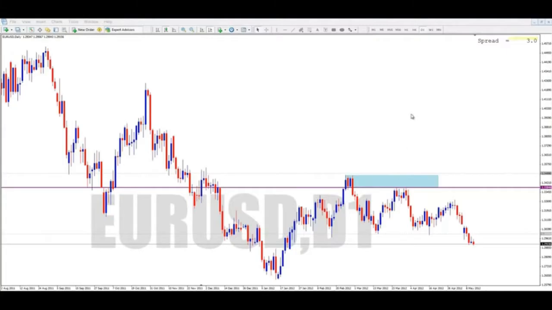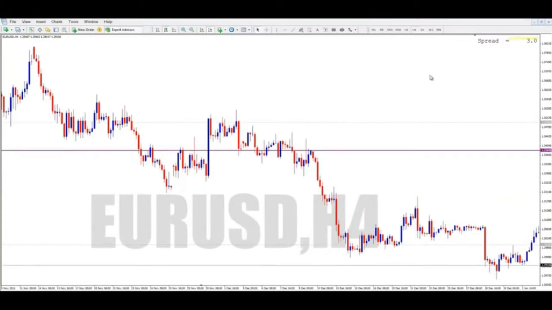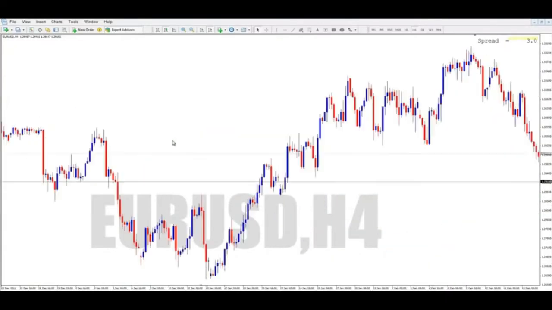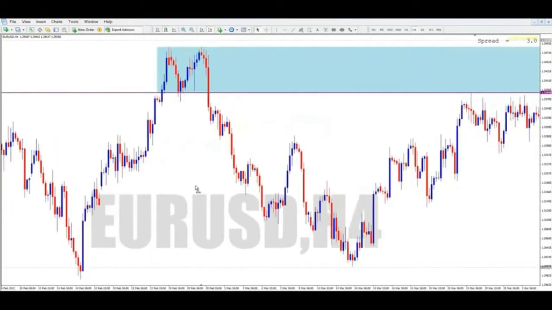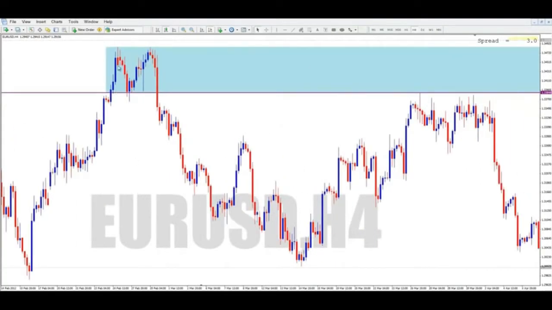Now we're going to go into H4 and take a bit of a closer look at all this. Okay, there's our rally-based drop on the daily. Here you see the decision was made to break down, and the next time price came to that, it was pushed back down again. So you have a lot of compression here.